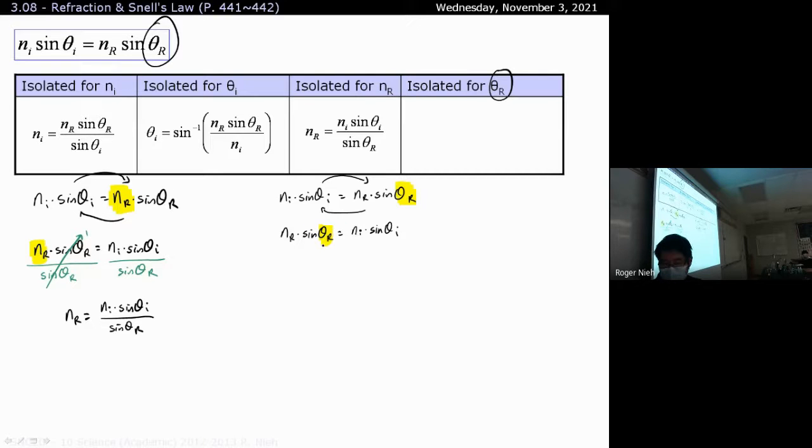Currently, theta r is inside sine, and it's also being multiplied by n_r. So the only thing we can get rid of right now is something on the far end, which is n_r. To do that, if it's multiplied at the beginning, we need to divide both sides entirely by n subscript r. That way these two divide each other out. So in our next line of rearranging, we have sine theta r is equal to n_i sine theta i all over n subscript r.